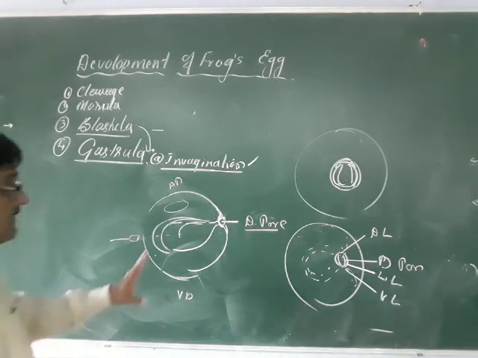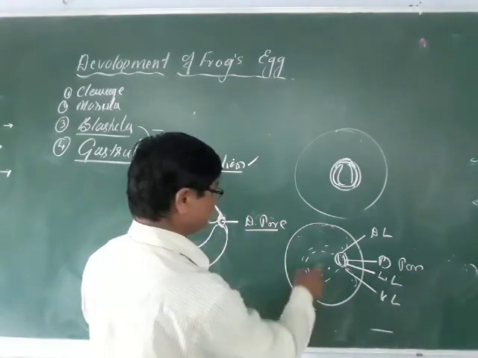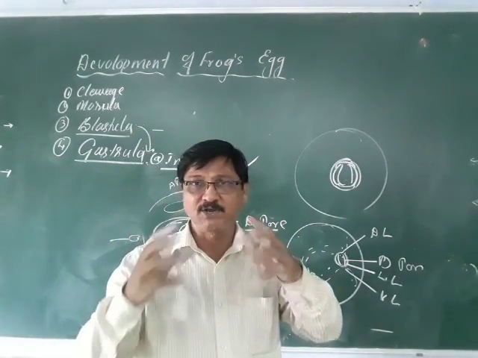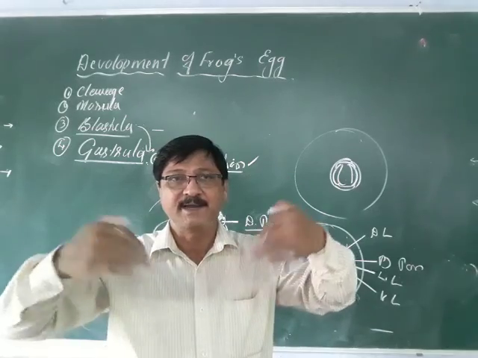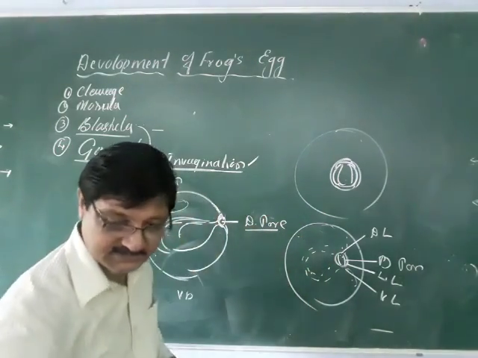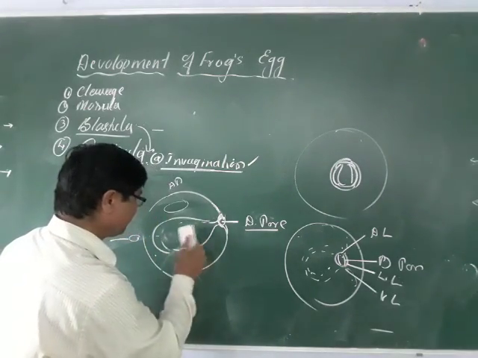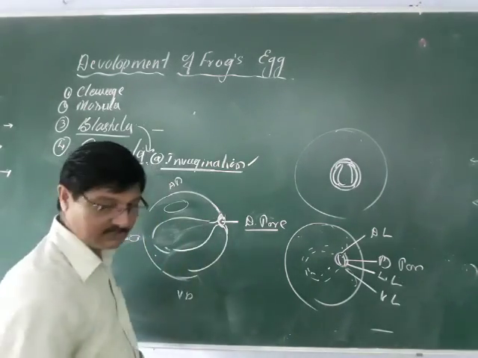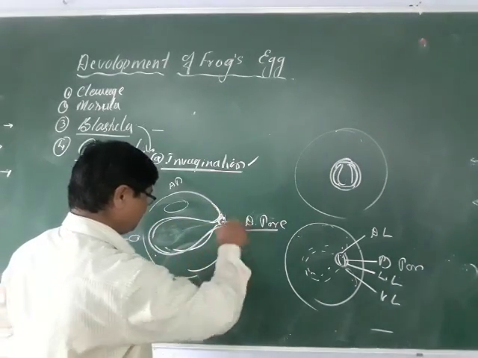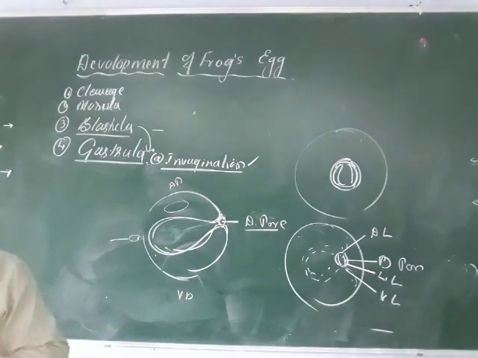Once again I will explain. Just remember, invagination means you consider a ball-like structure, and the blastomeres develop and push inward, and the groove goes on deepening and deepening. Ultimately this groove develops like this, and this is called the archenteron. Archenteron is the future alimentary canal.